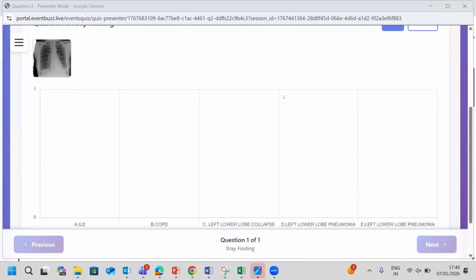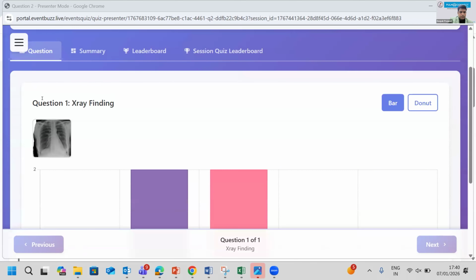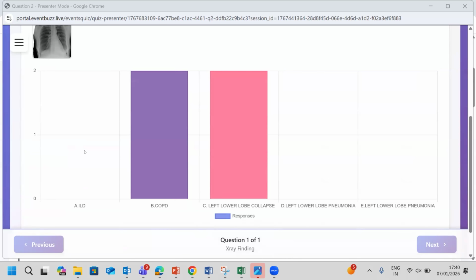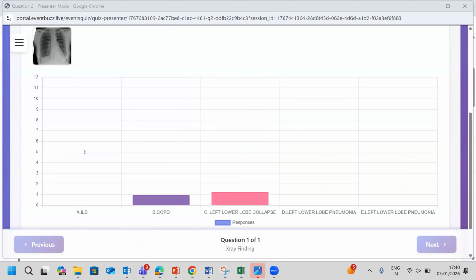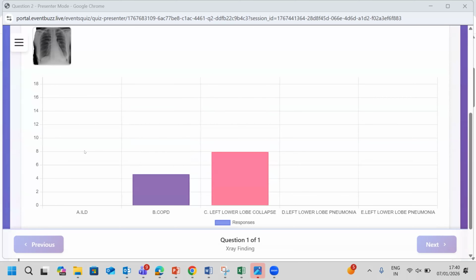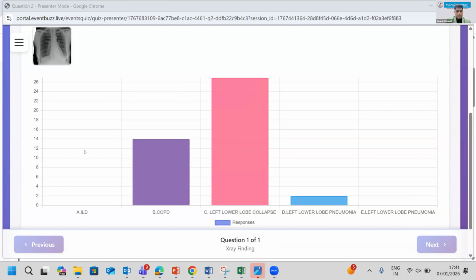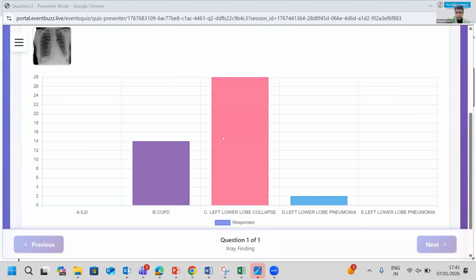Okay. So the second question is live. This is the first question, I think. Oh, so this is the second question. Yeah, second question. So this is the image and your options are whether this X-ray belongs to ILD, COPD, left lower lobe collapse, left lower lobe pneumonia, or... I don't know. I think the first option they put is wrong.